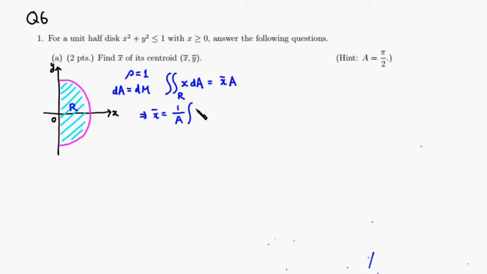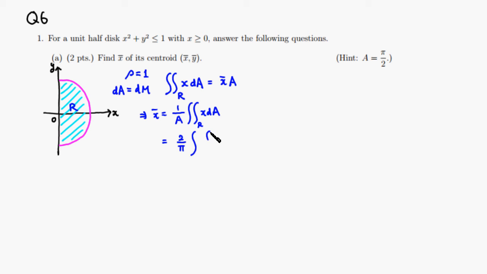Then we just need to evaluate this double integral over this half disk. Since this is a round object, it might be a good idea to use polar coordinates. If we turn that into polar coordinates, we would get something like this. So 1 over A is just the reciprocal of pi over 2, so it's going to be 2 over pi. Then the double integral.